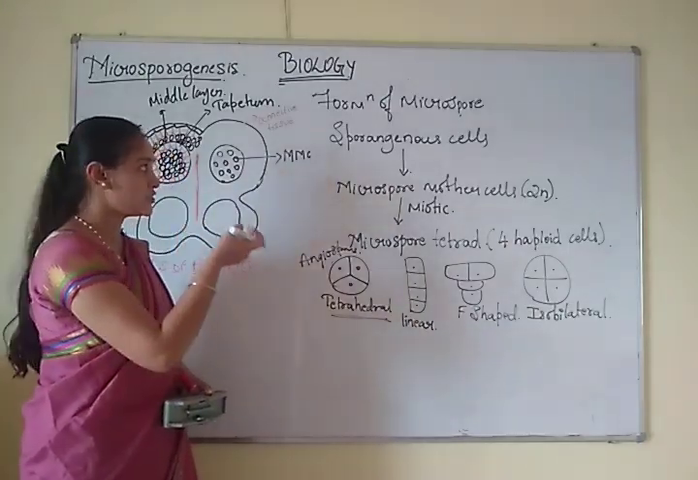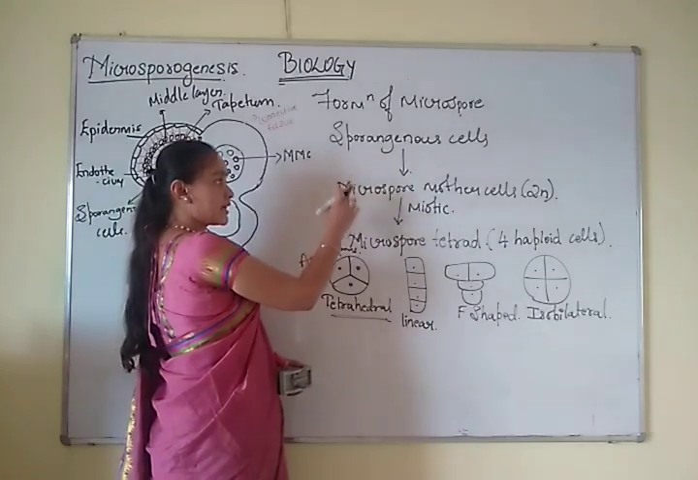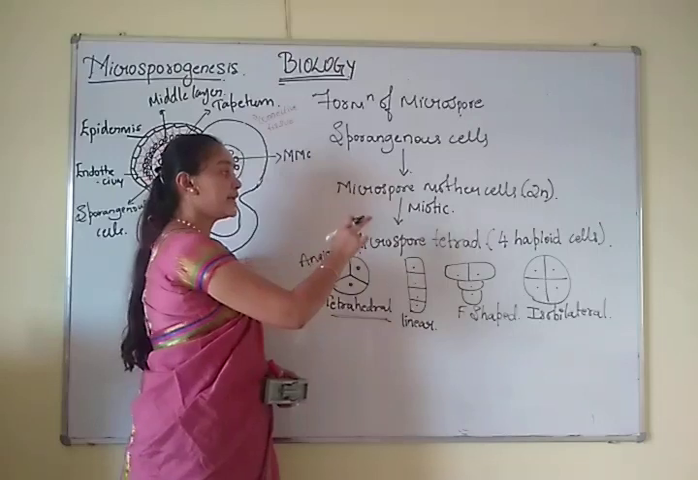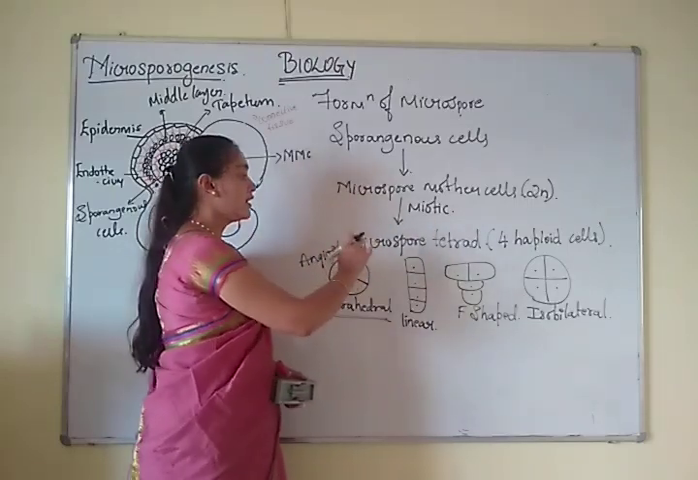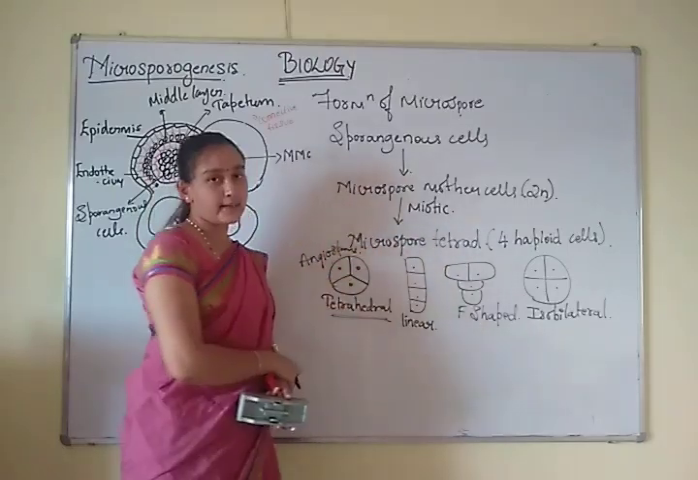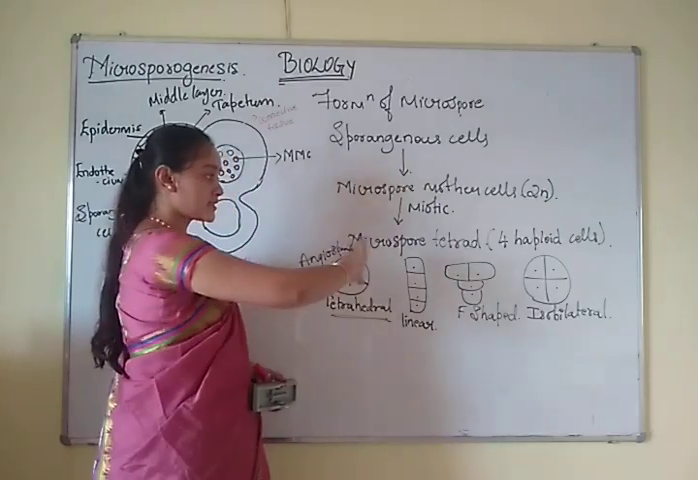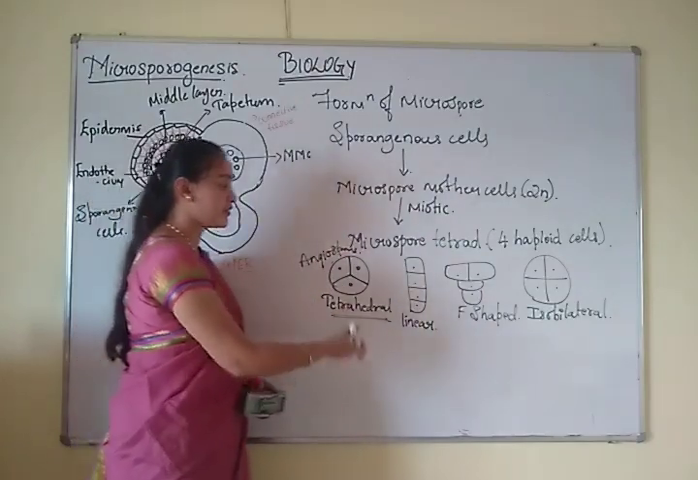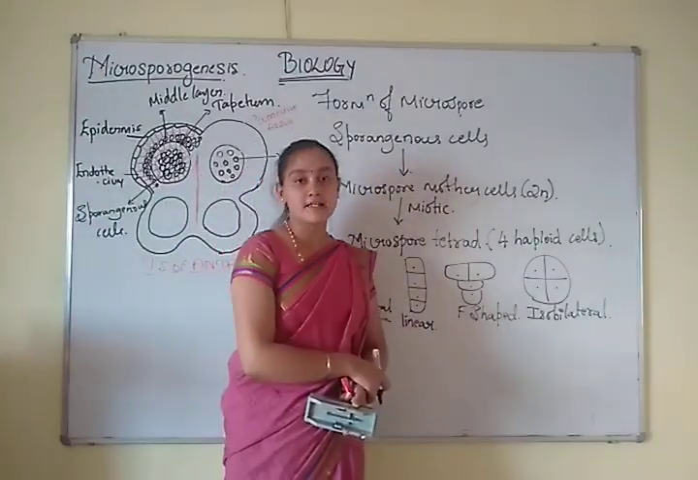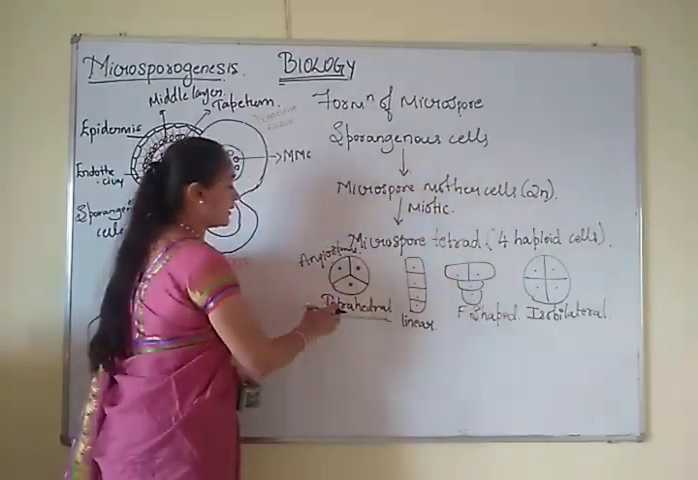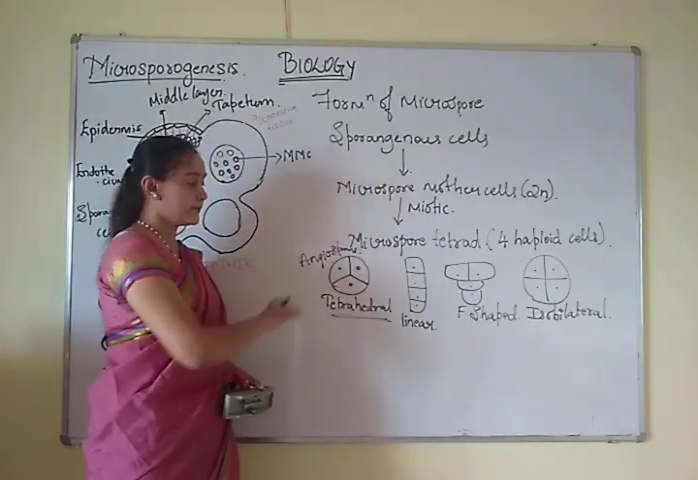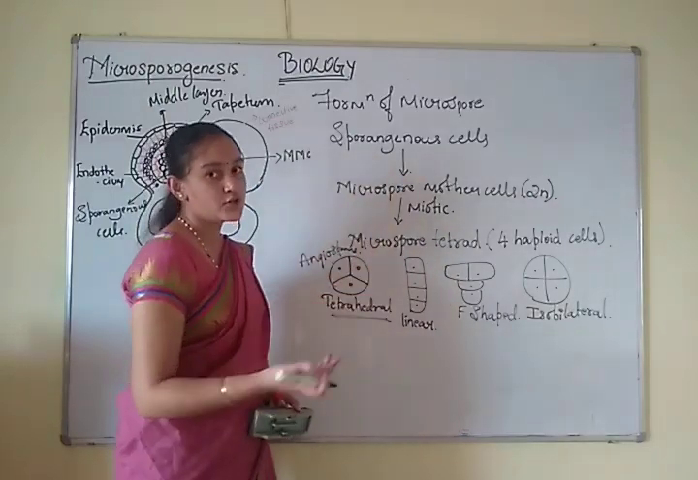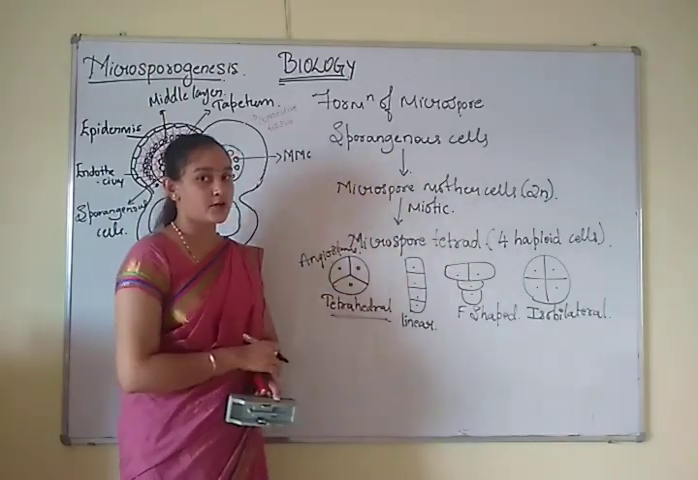So these were the different changes where the sporogenous cells convert into microspore mother cells, which are diploid in number. Then it undergoes meiotic division and converts into the microspore tetrad. All these tetrads get arranged in different forms, like tetrahedral, linear, T-shape, or isobilateral. In angiosperms, this kind of arrangement is seen. Here there are three cells, and from the back side another cell is observed. Understood?